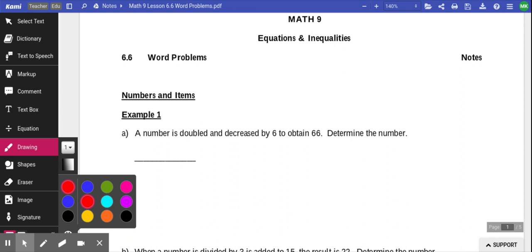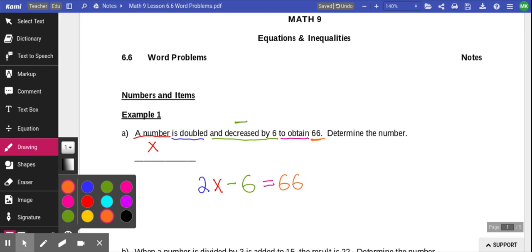But if we look back and we slowly build the equation as we read it, it might make it a little bit easier. So it says a number. If we don't know what the number is, which in this case we don't, we call that x, right? We make it a variable. So it says a number, x, is doubled. That means it's multiplied by 2. So now I have 2x. And decreased by 6. Decreased means subtraction. So this is subtracted by 6. To obtain means equals 66.